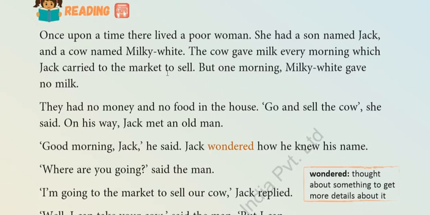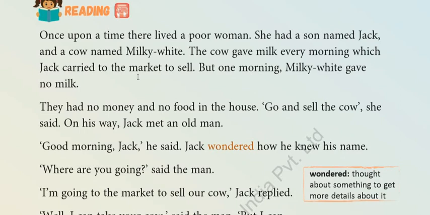So basically they had only one source of income at their house, Milky White. Milky White used to give milk, obviously a cow gives milk, and they used to sell that milk in the market and earn, and this way they used to sustain their life, this way they used to survive. As they were very poor, this was the only source of income in their house, Milky White, which was the name of the cow. So you need to remember the name of the cow and the son, which is obviously Jack.